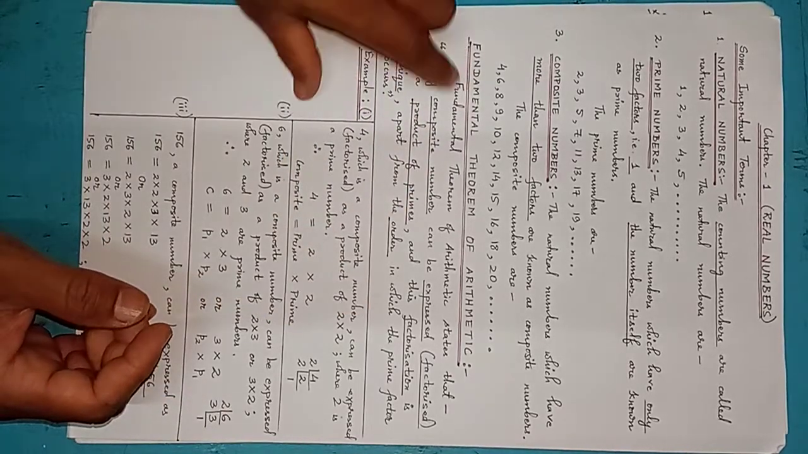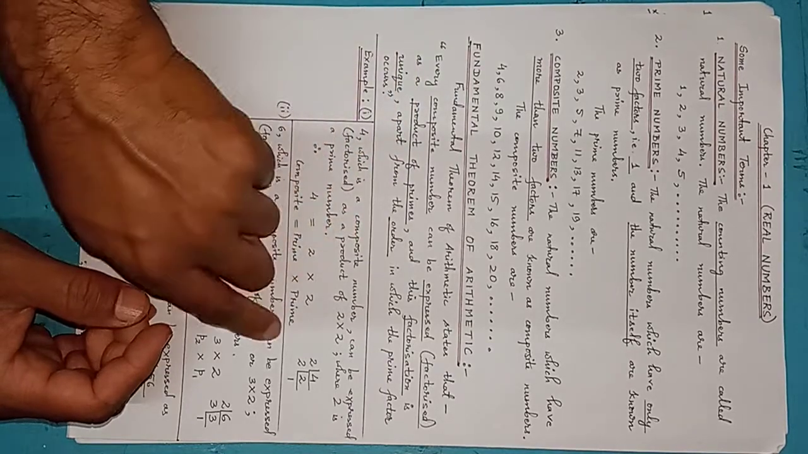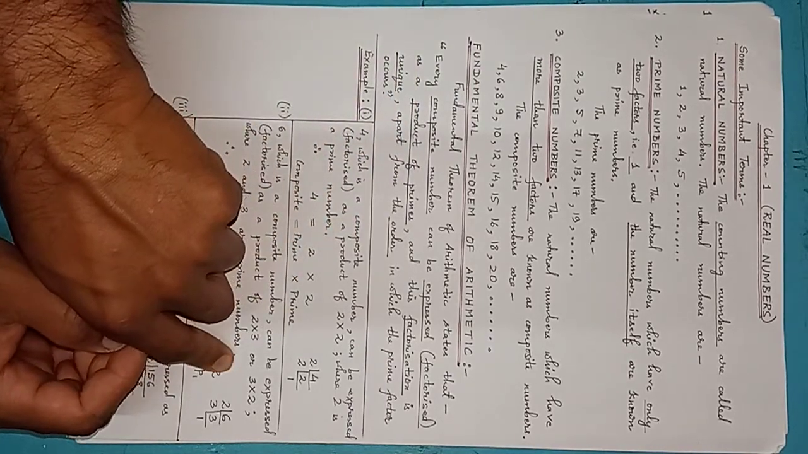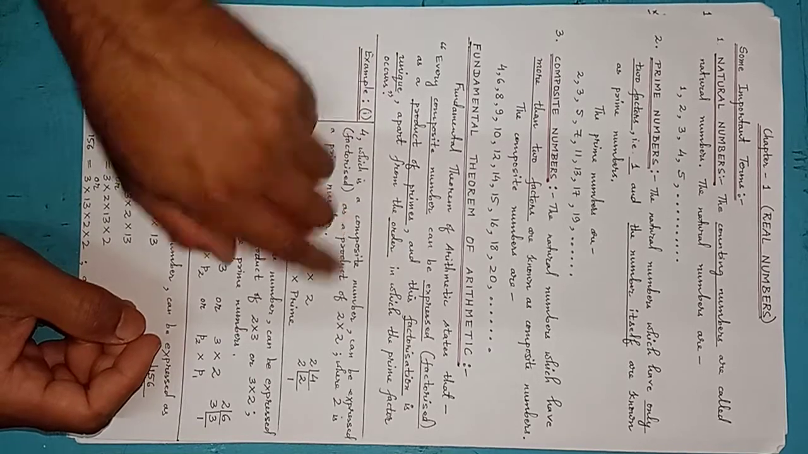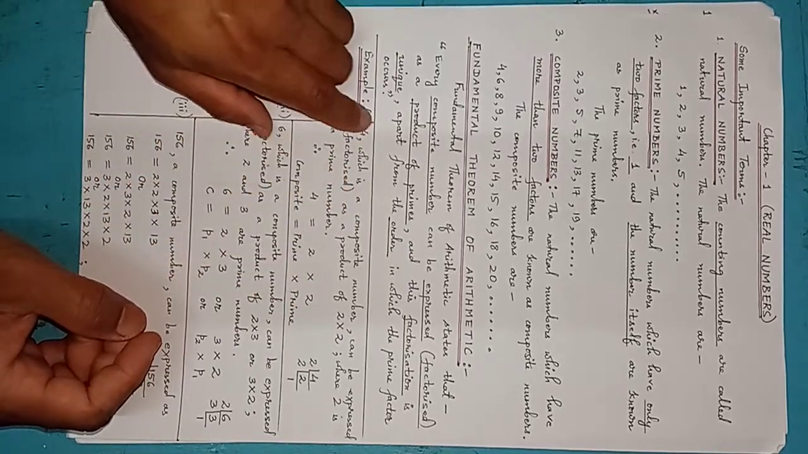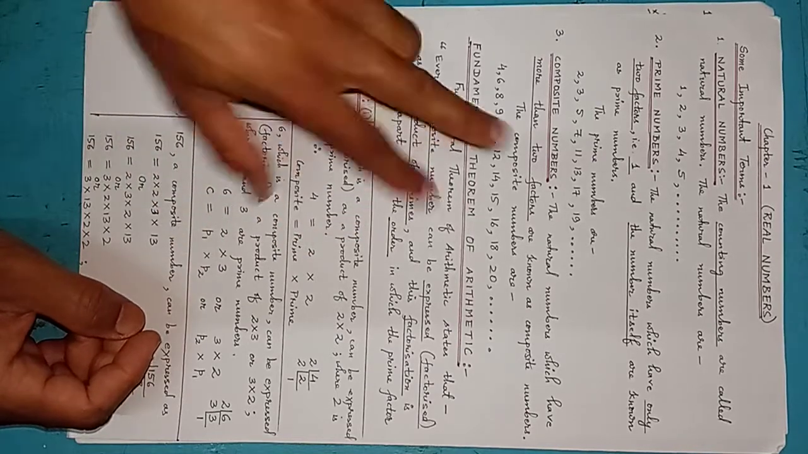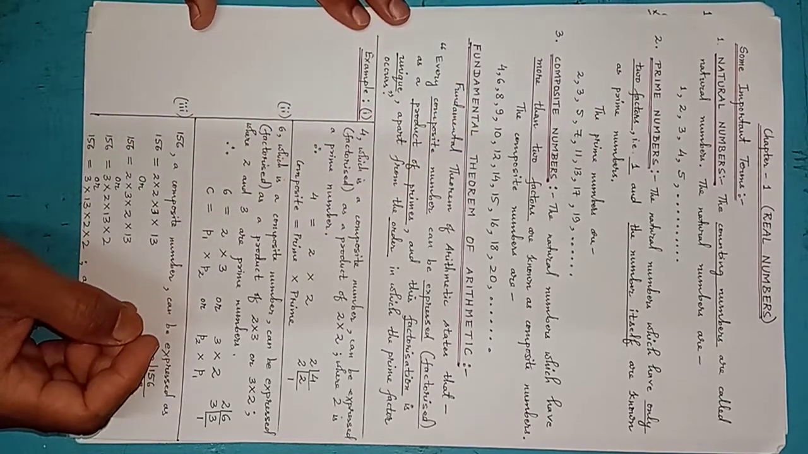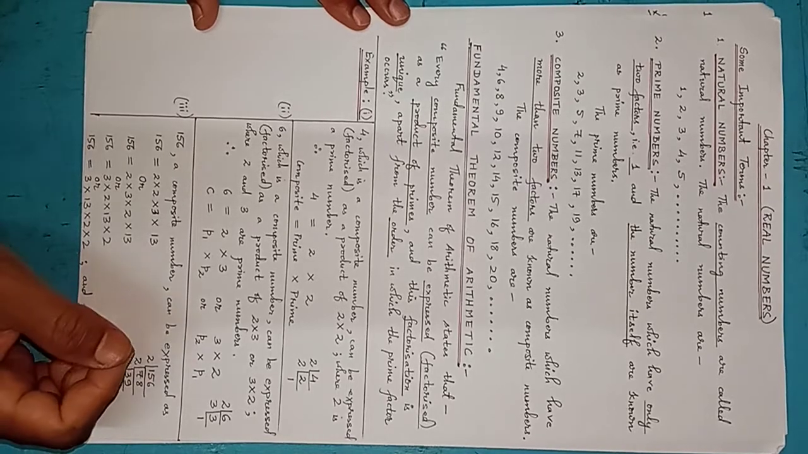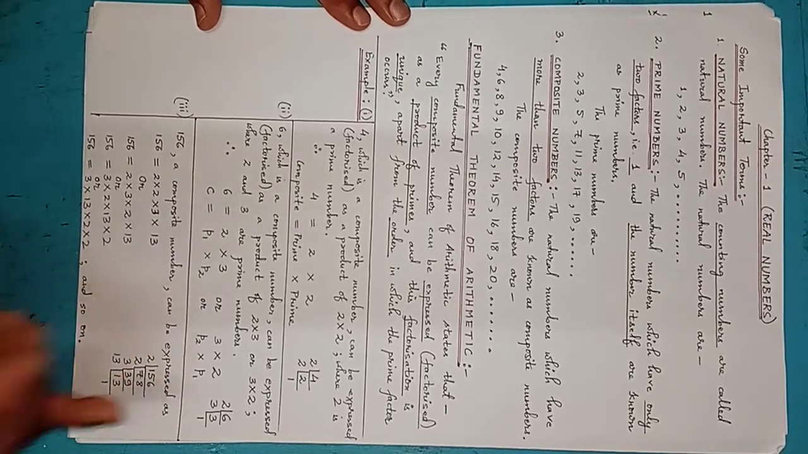Suppose A got X, Y, Z; B will also get the prime numbers X, Y, Z, but he may get Y first and then Z and then X, or he may get Z first, then X and Y. So all of X, Y and Z are present, but the order in which they occur may be different. That is the only exception. So this is the meaning of the fundamental theorem of arithmetic.